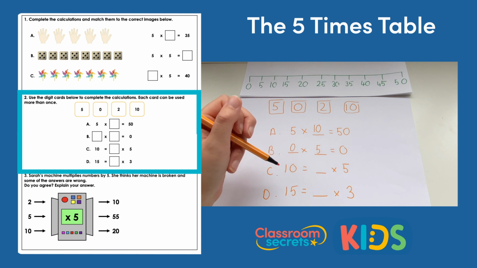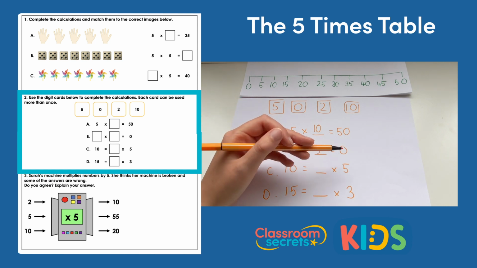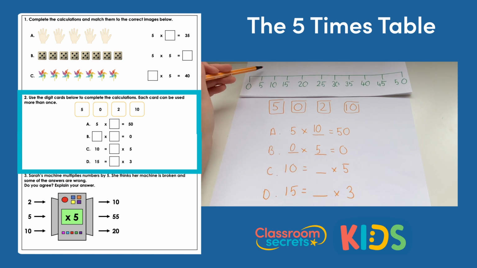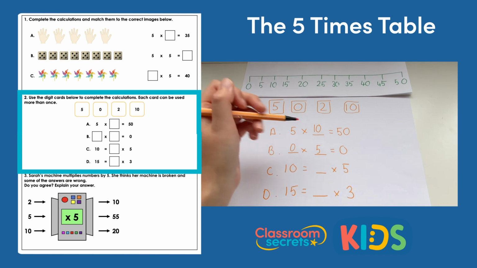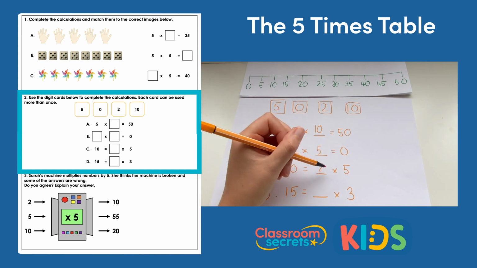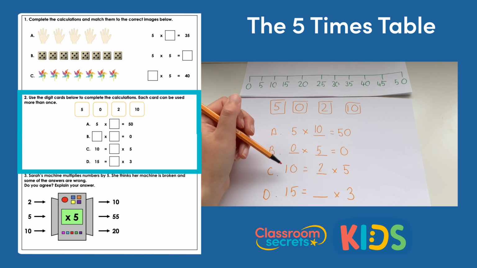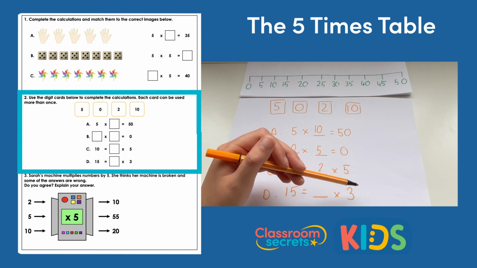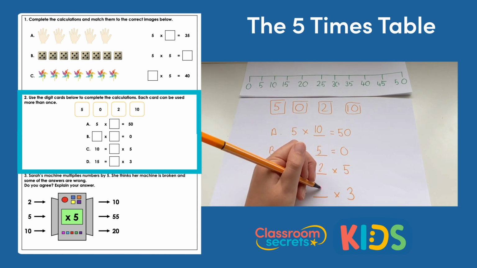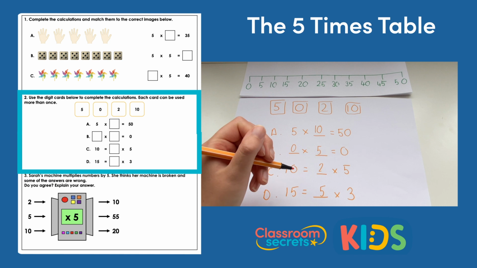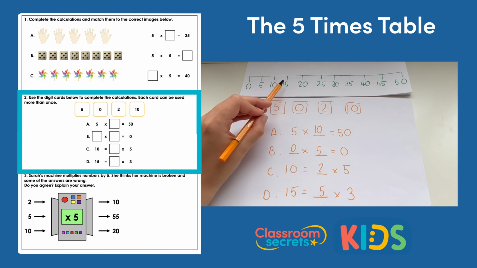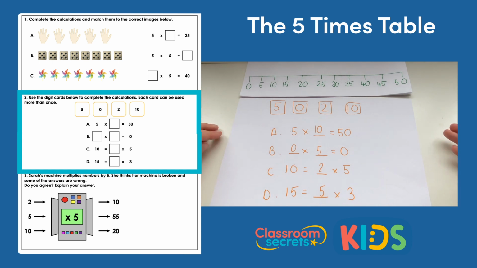Moving on with C. 10 equals something multiplied by 5. So I need to count up to 10 and see how many jumps of 5 I do. So 1, 2. I did 2 jumps. So 2 multiplied by 5 or 2 groups of 5 makes 10. Now for the last one. 15 equals something multiplied by 3. Well, we know that it's groups of 5, so 5 is going to be the missing answer, but we can count 3 groups of 5 to check. 1, 2, 3. 5, 10, 15. Yes, that is correct as well.